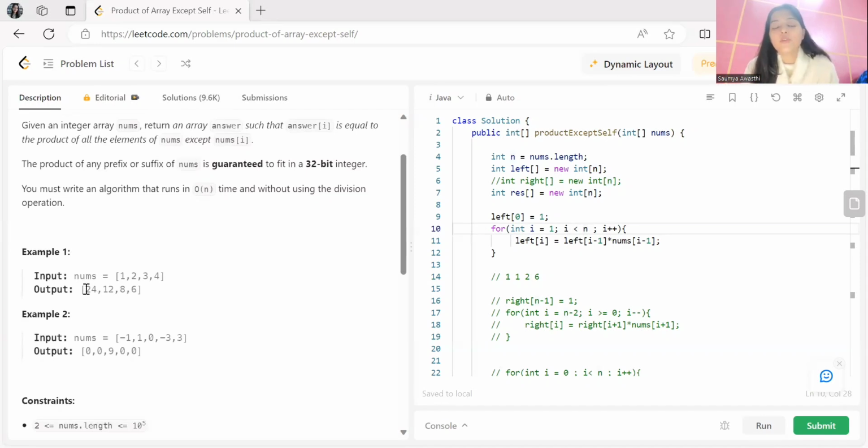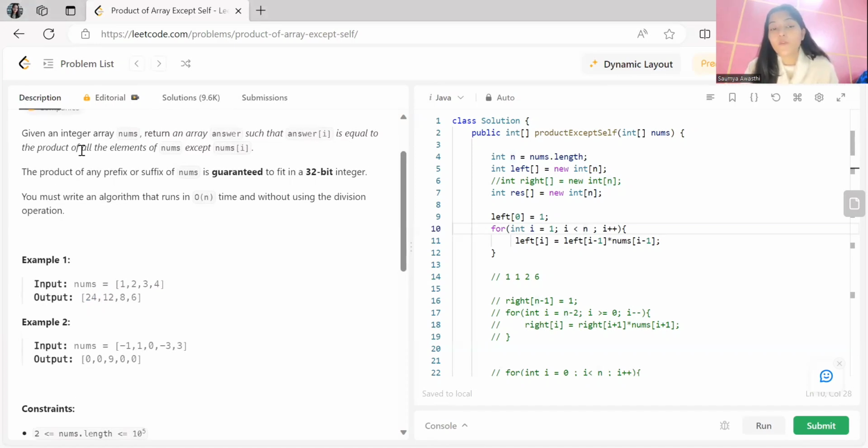So if I want to know what element to place at the 0th index, it is nothing but the product of all the elements of nums except nums[i]. As of now we are talking about the 0th index, so we don't have to include this one. Other than this, whatever elements are there, their product is going to be placed here. So 4 times 3 is 12, times 2 is 24, right?